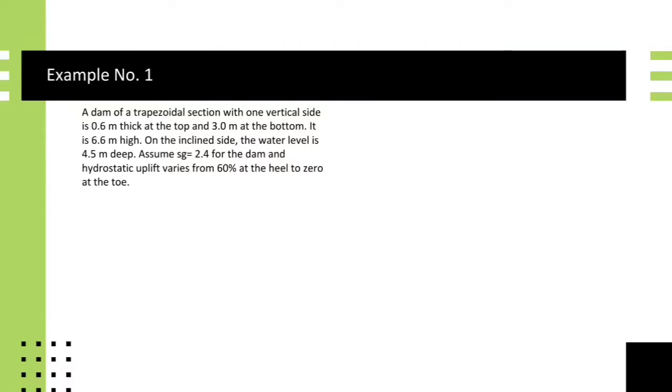Example number 1. A dam of a trapezoidal section with one vertical side is 0.6 meters thick at the top and 3.0 meters at the bottom. It is 6.6 meters high. On the inclined side, the water level is 4.5 meters deep. Assume SG is equal to 2.4 for the dam, and hydrostatic uplift varies from 60% at the heel to 0 at the toe. I-explain ko lang habang ipapakita natin yung figure.